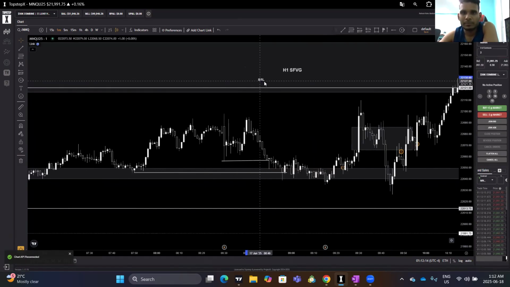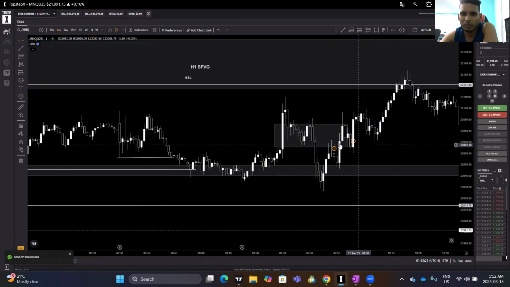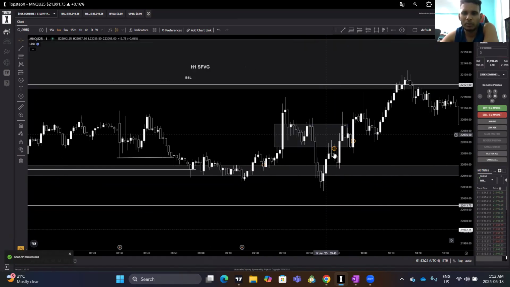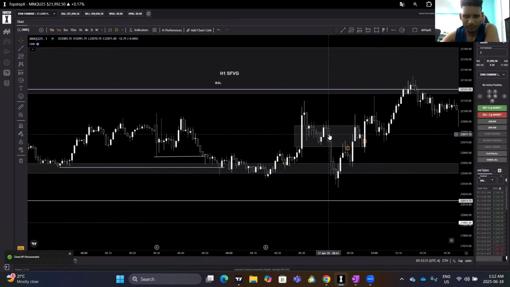Still, the buy side liquidity has been here. Price came all the way down, flipped the fair value gap. So I was like, okay, fine, I can short here. I shorted, put the stop at the low. But unfortunately I got stopped out here. Once I got stopped out, I was like, okay, fine, this value got flipped, so I can go for a buy.